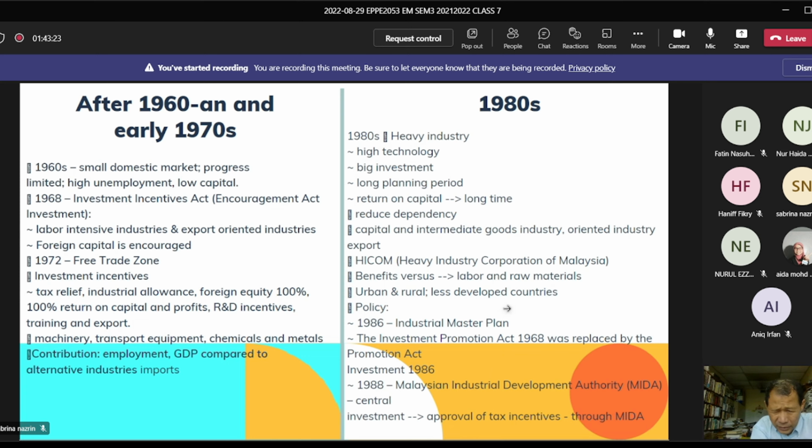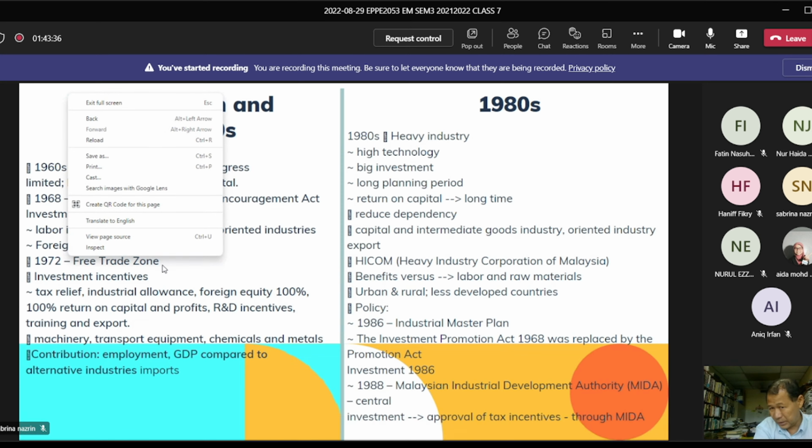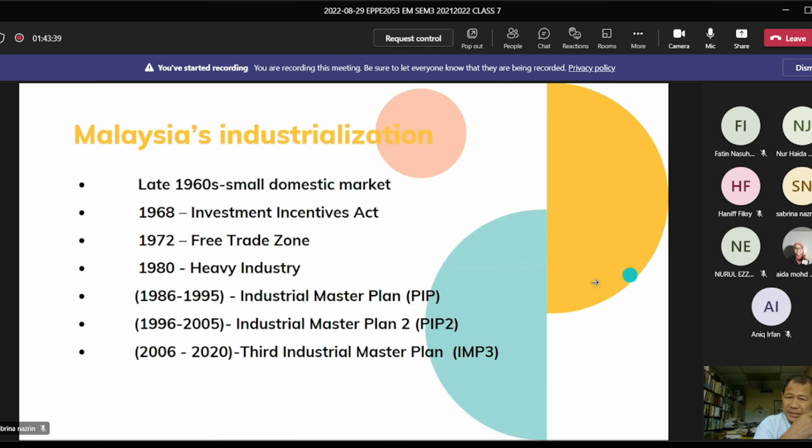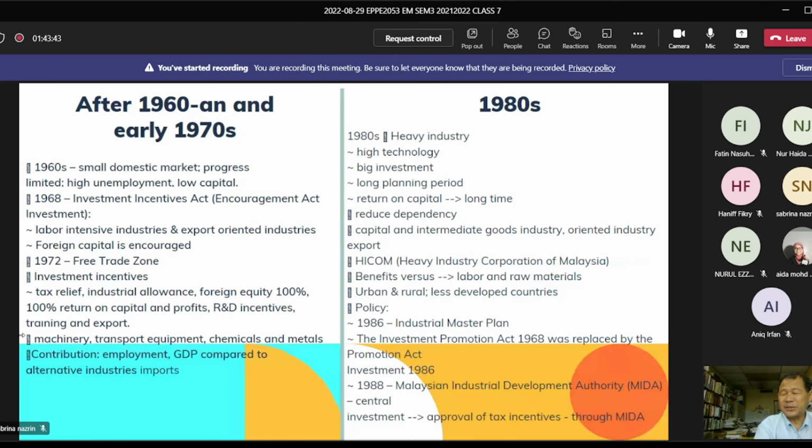In 88, MIDA was established, became central. Yes, 88, investment through MIDA. Yes, this one I mentioned earlier. Before MIDA, it was under the Ministry of Finance. So now the approval for investment is under MIDA, which is a unit under MITI. Okay, next slide.